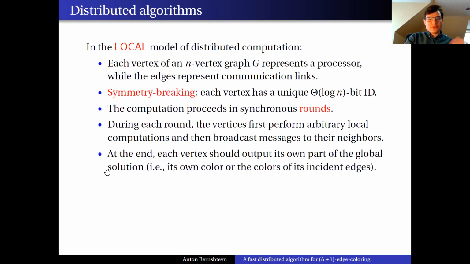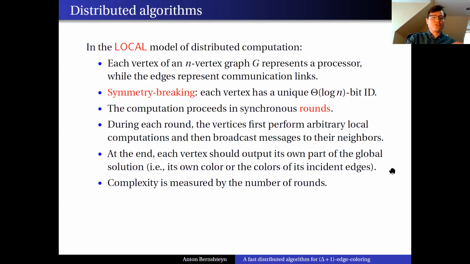At the end, after some number of communication rounds, every vertex has to output its own part of the global solution. So either its own color or the colors of the incident edges, or things of that sort, depending on which kind of problem you're trying to solve. And the complexity of such an algorithm is measured by the number of rounds required. So again, local computations can be arbitrarily complex and the messages can be arbitrarily long. The only thing we care about is how many rounds I need.